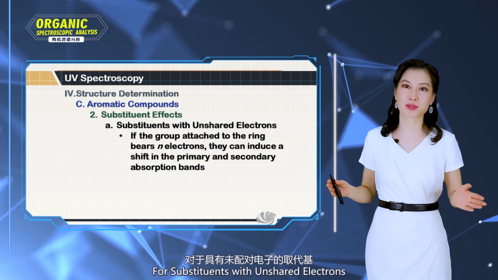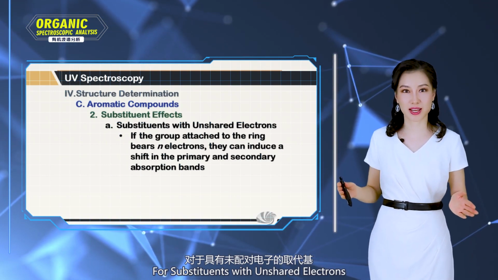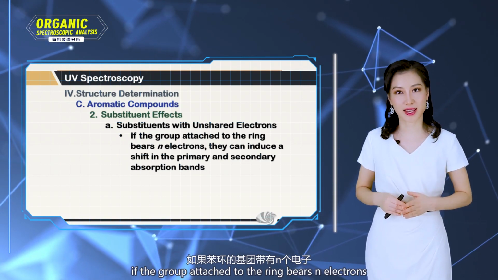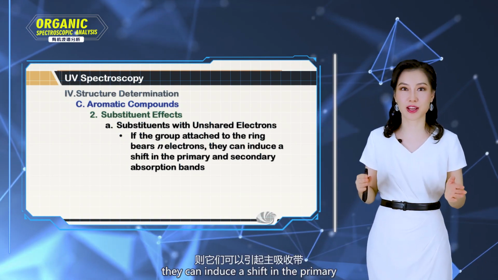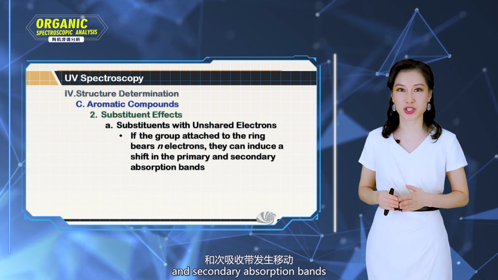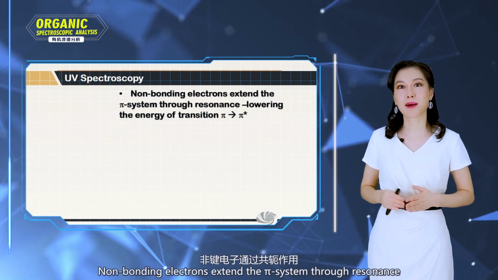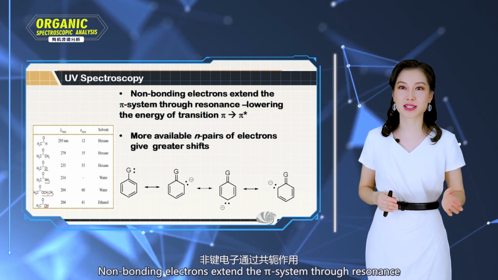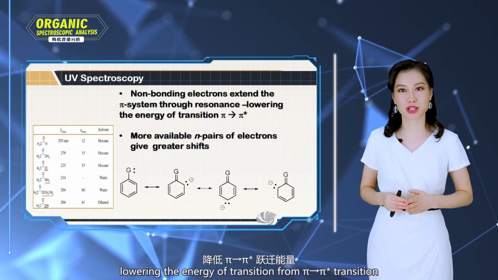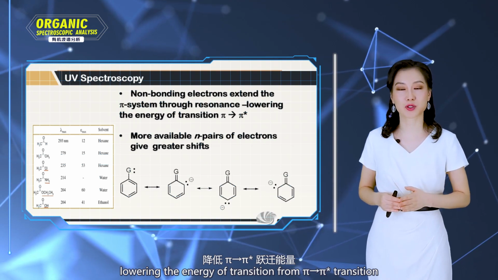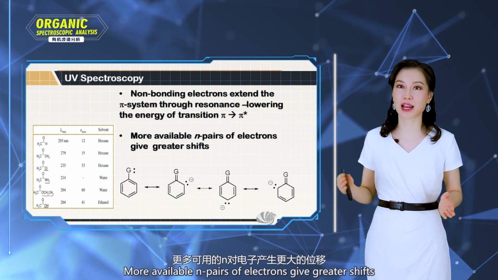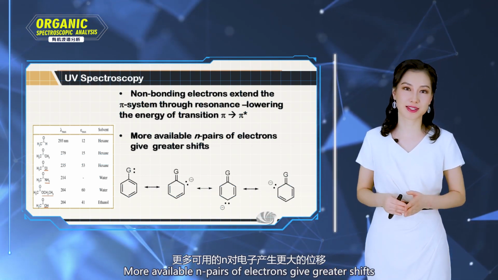For substituents with unshared electrons, if the group attached to the ring bears n electrons, they can induce a shift in the primary and secondary absorption bands. Non-bonding electrons extend the pi system through resonance, lowering the energy of the pi to pi star transition. More available n pairs of electrons give greater shift.